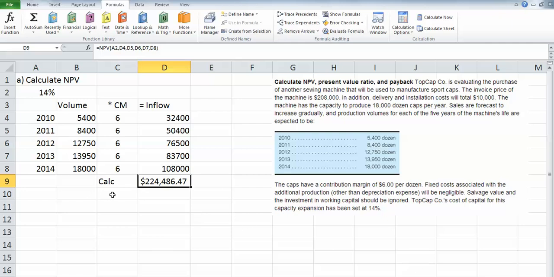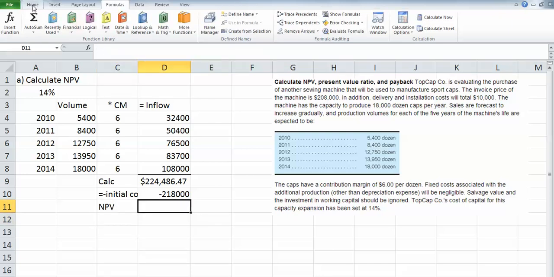Okay, let's go finish this up. Then we need to subtract out our initial cost. Our initial cost was the $208,000 invoice price of the machine. So let's go ahead and subtract the $208,000. However, we also had to pay $10,000 in delivery and installation costs. So that is going to be an additional outlay of money. So we should be subtracting $218,000 to get our actual net present value.